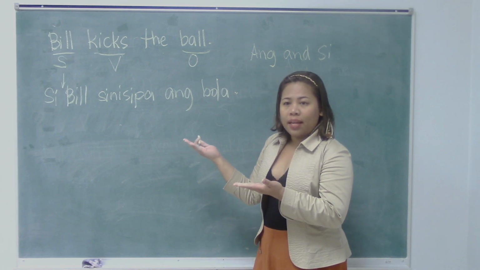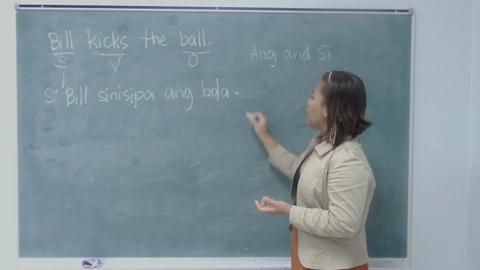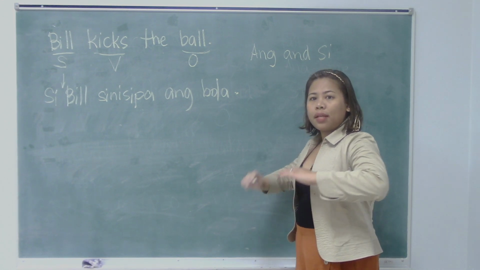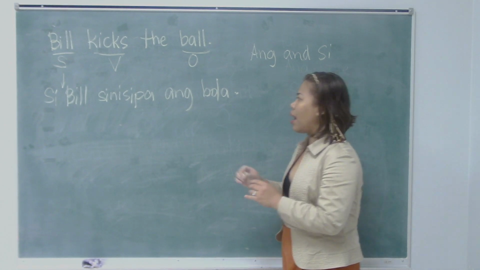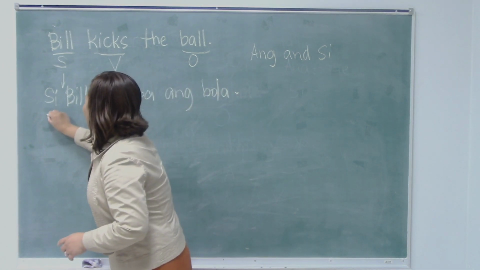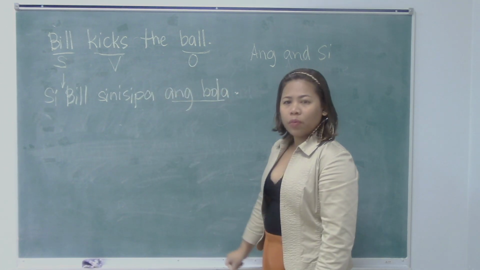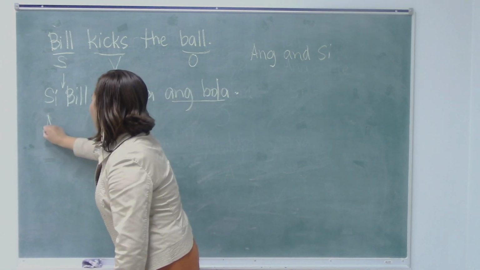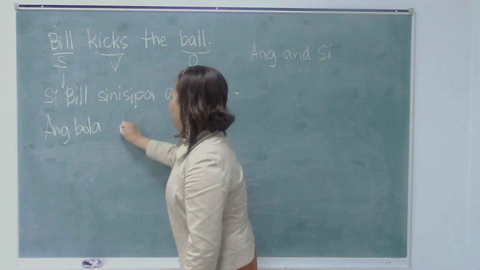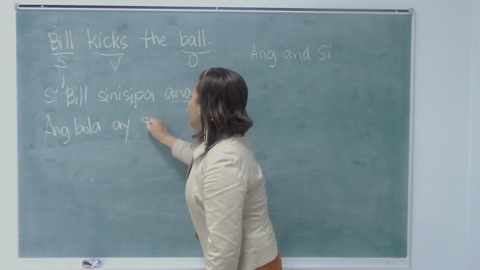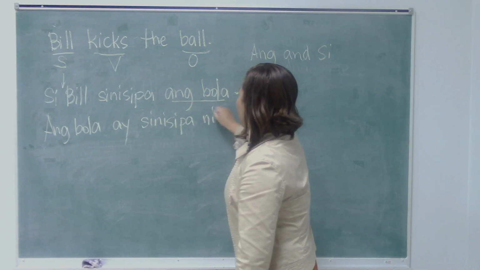We don't have the ay here, right? So the translation for this one, if I am going to say this in formal written Filipino, which is in passive voice, I would start with ang bola. I will start with the object. I would say ang bola ay sinisipa ni Bill.